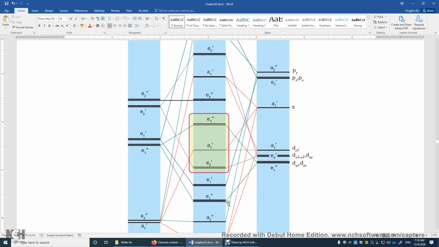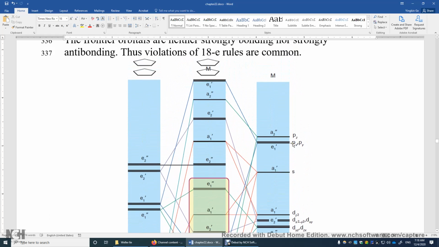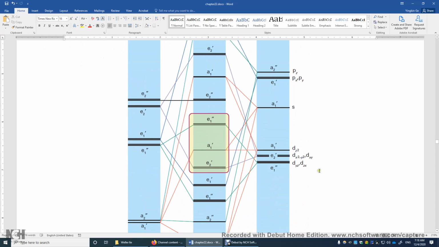Of course, there are just many other interactions. If you are interested, I'll let you look at those. You just need to make sure that the symmetry of the d orbitals, 4s orbital and 4p orbitals match with the orbitals from these 2 C5H5 minus rings.